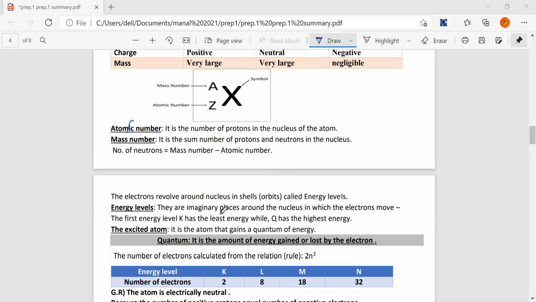The first energy level is K, which has the least energy, while Q has the highest energy. Okay, we have 7 energy levels which are K, L, M, N, O, P, Q. Excellent. The excited atoms: what is the meaning of excited atoms? It's the atom that gains a quantum of energy. Quantum is the amount of energy gained or lost by the electrons.